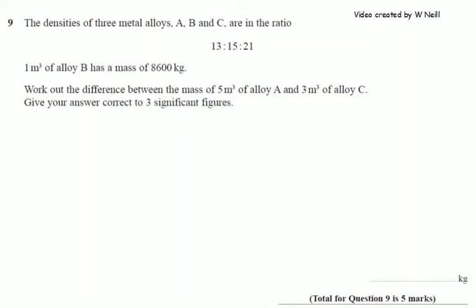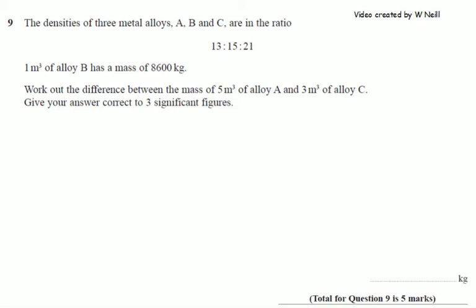Question 9. The densities of three metals A, B and C are in the ratio 13 to 15 to 21. 1 meter cubed of alloy B has a mass of 8,600 kilograms. You're asked to work out the difference between 5 meter cubed of A and 3 meter cubed of C.